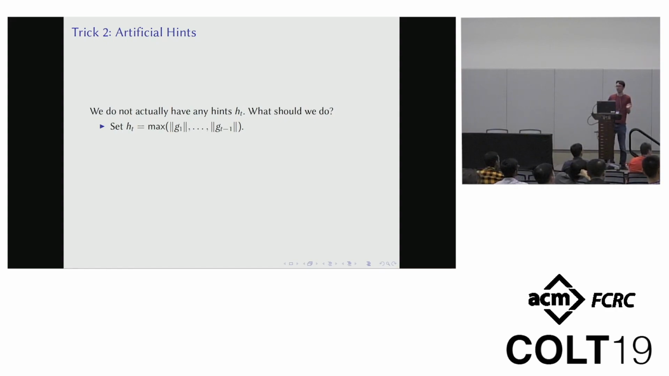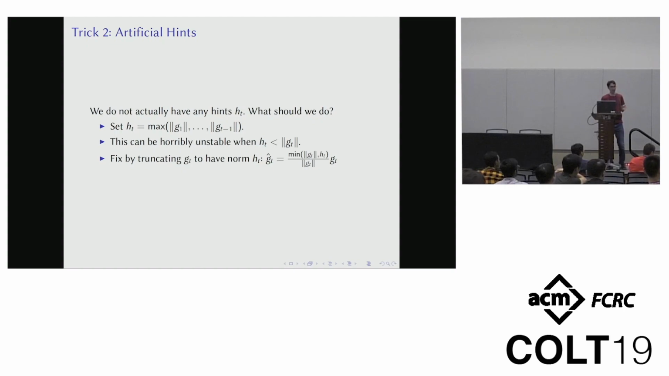The gradients probably aren't getting that much bigger over time. Seems OK. So in reality, or maybe not in reality, but in theory, this could go horribly wrong if the hints are a little bit wrong even, right? So if h_t is ever less than g_t.